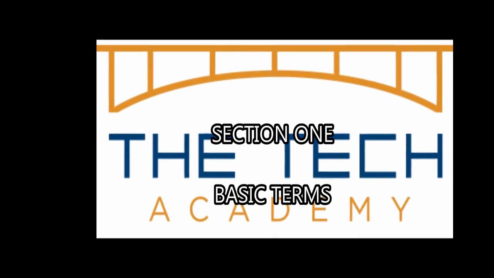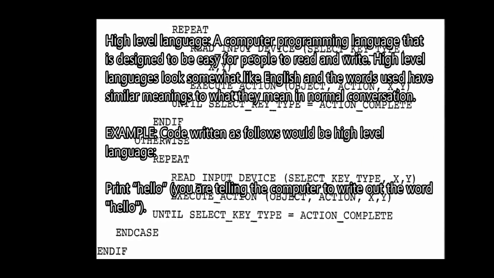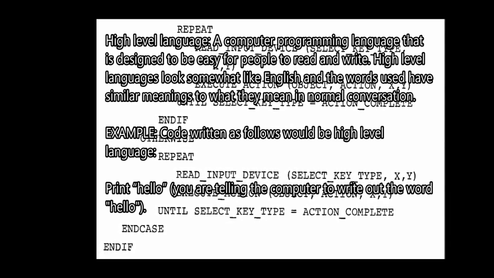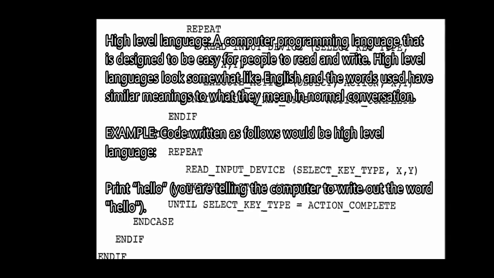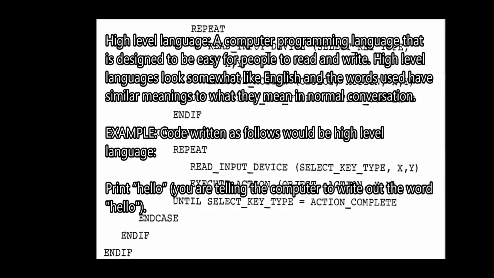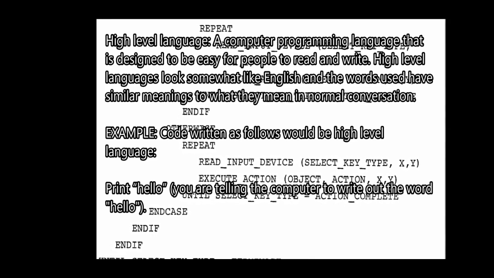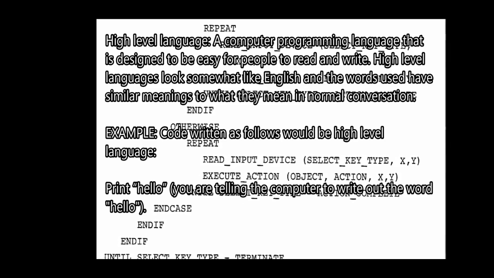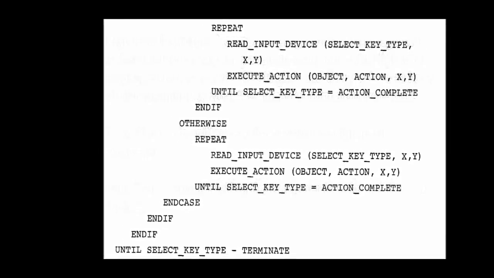Section 1, Basic Terms. High-level language: a computer programming language that is designed to be easy for people to read and write. High-level languages look somewhat like English, and the words used have similar meanings to what they mean in normal conversation. Example, code written as follows would be high-level language. Print hello. You are telling the computer to write out the word hello.